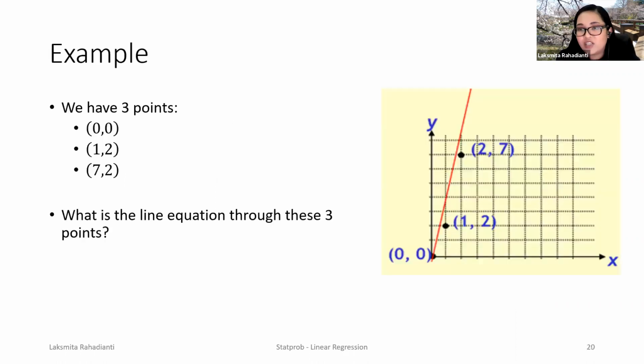So as an illustration, say I have 3 points of my observation between x and y, that I show on a graph on the right. And I ask you, what is this red line? Give me the y equals mx plus c for this red line.